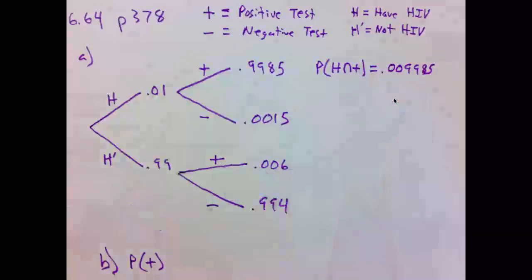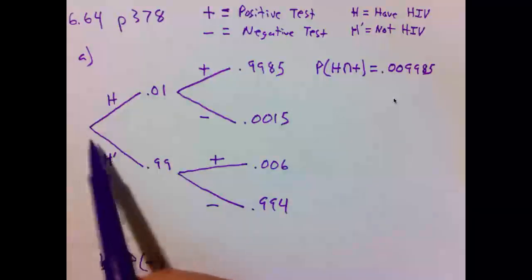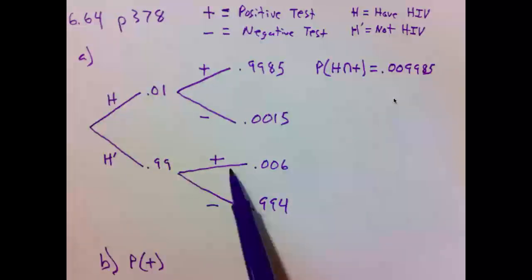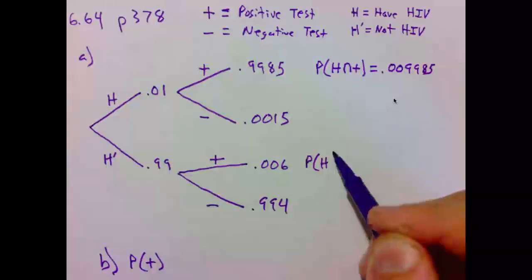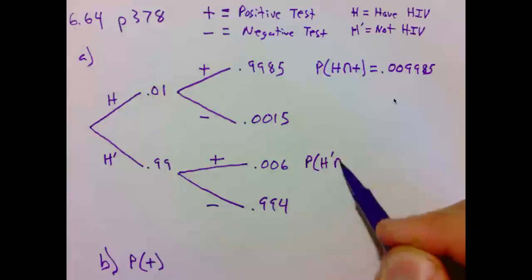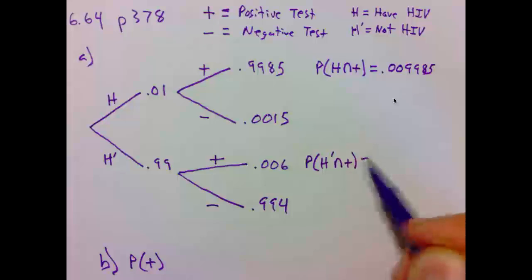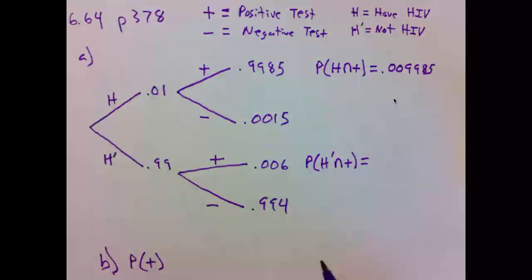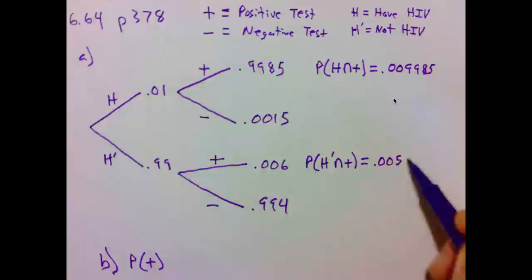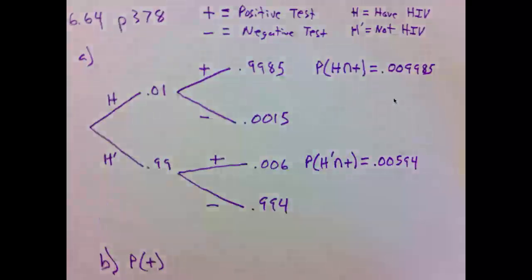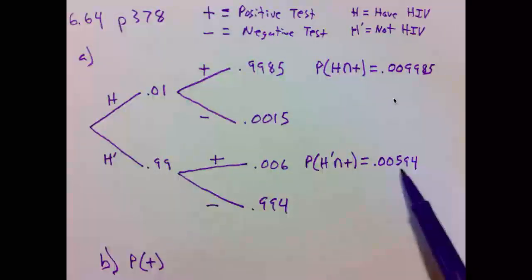All right. Well, the positive results will also be these people. That is, they did not have HIV, but they tested positive. So this is the probability of not HIV and a positive test. This is 0.00594. All right. So these two proportions are all of our positive results.